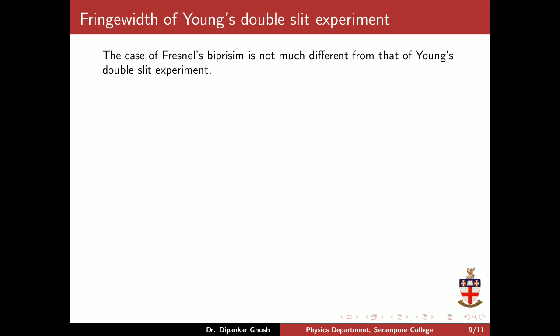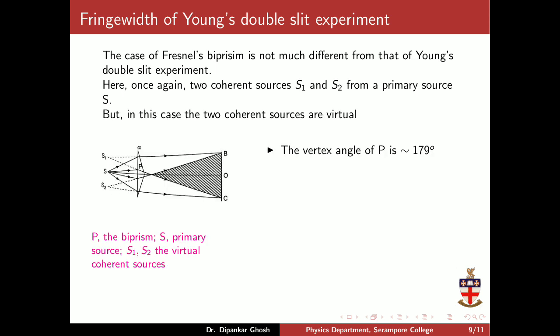The case of Fresnel's biprism is not much different from that of Young's double slit experiment. Here, once again, two coherent sources S1 and S2 from a primary source S are formed. Now, this is the diagram of Fresnel's biprism arrangement. You see P is a biprism. It is something typical, quite different from other prisms. As you see, the vertex angle of P is almost equal to 180 degrees. It is generally near about 179 degrees.